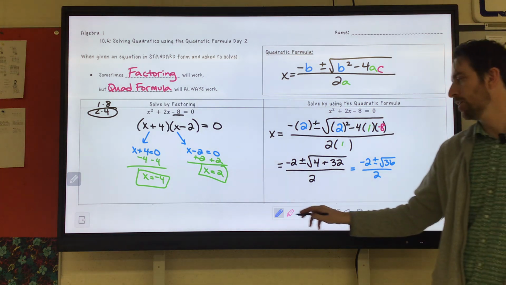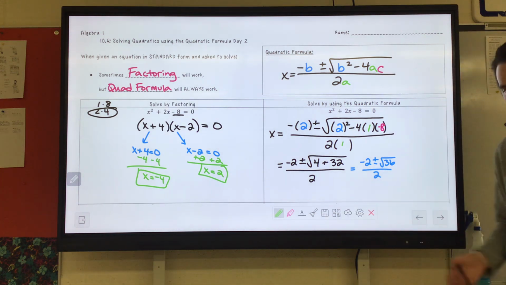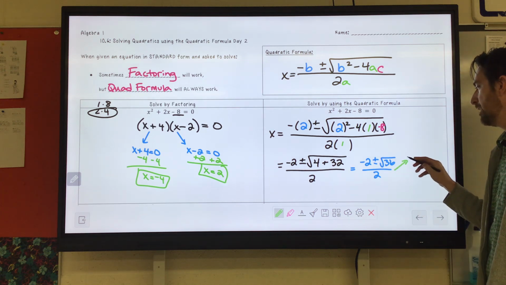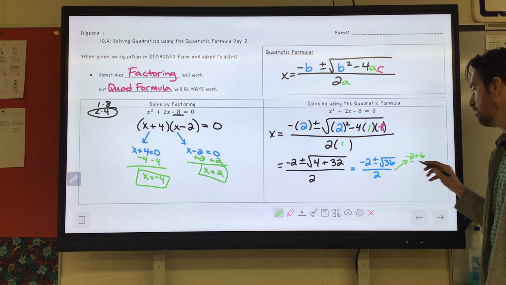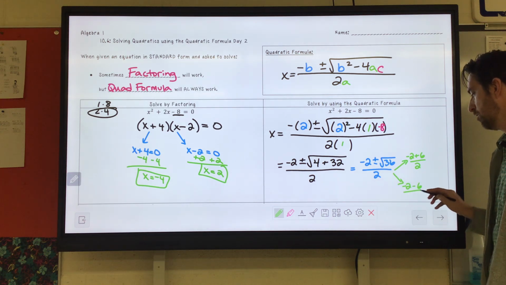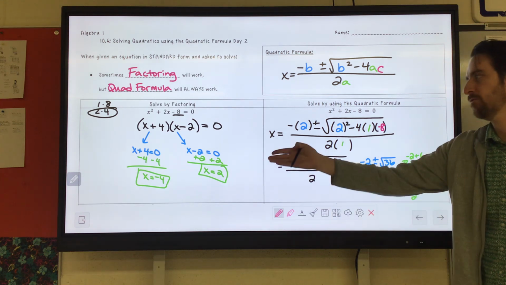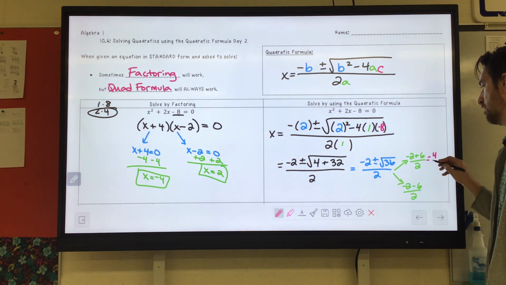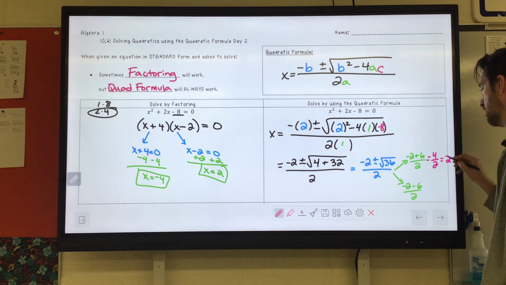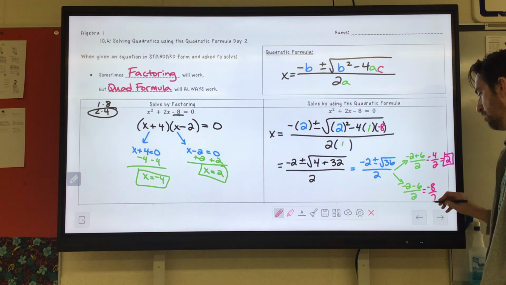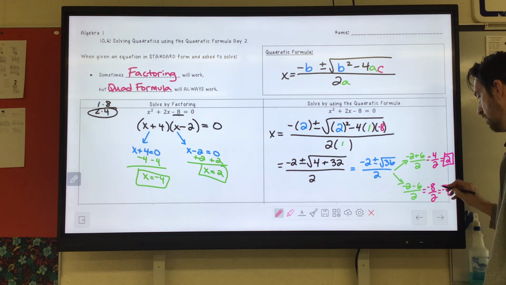Now remember, we set up 2 fractions here because the square root of 36 could be 6 or negative 6. So we'll set up negative 2 plus 6 over 2 and negative 2 minus 6 over 2. We'll solve these. Hopefully we'll get negative 4 and 2. Negative 2 plus 6 is 4. Divided by 2 is 2. Hey, that's a good sign. Negative 2 minus 6 is negative 8. Divided by 2 is negative 4.